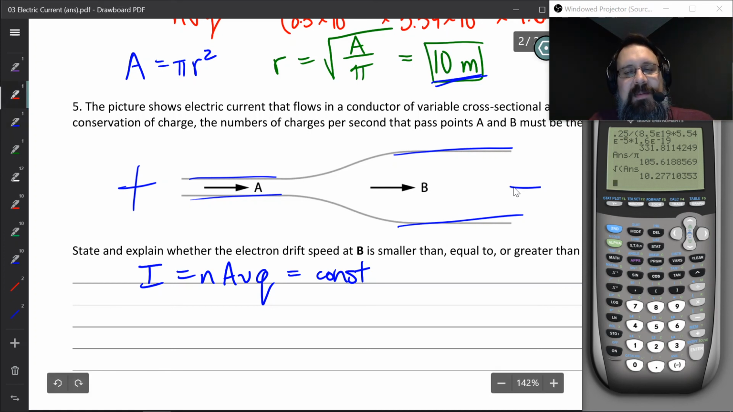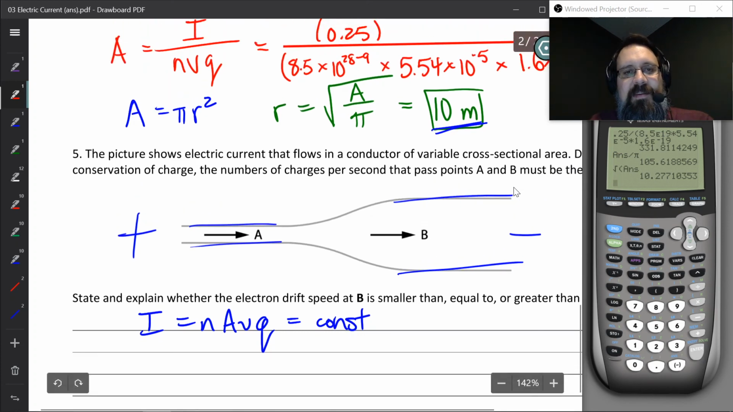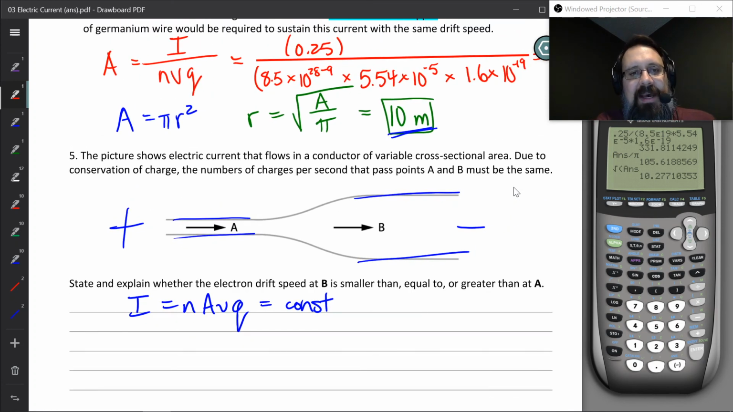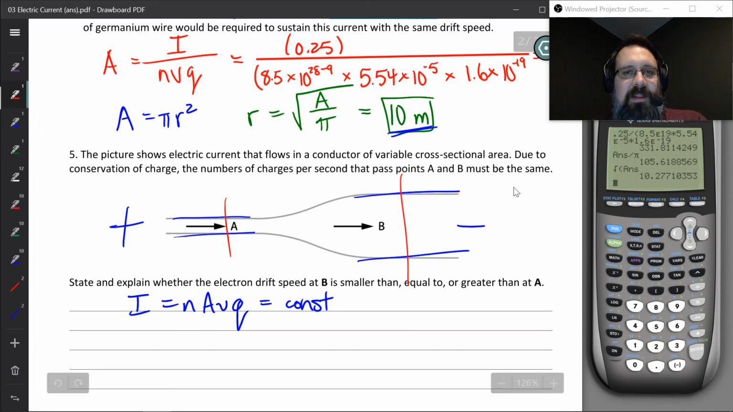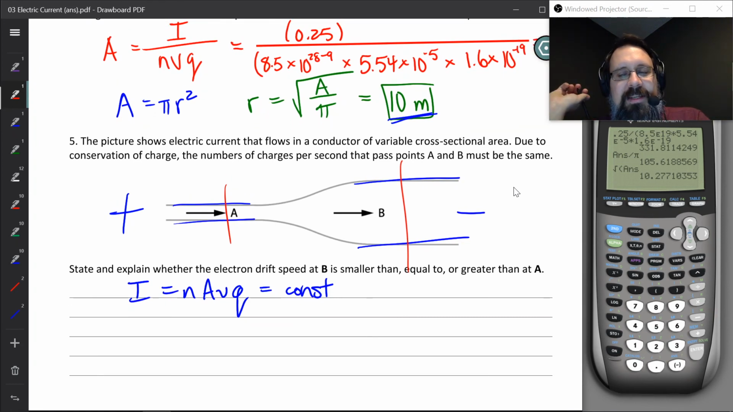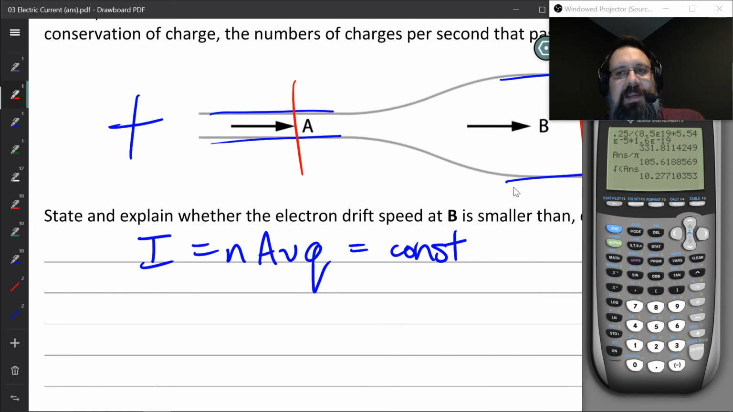And so the current has to be constant. This is because of conservation of charge. The number of charges that pass by point A has to be the same as the number of charges that pass by point B per second. If they weren't the same, then you would have more charge coming in than going out, which is impossible. There always has to be the same amount of charge that comes in and goes out. It's one of the fundamental laws of physics. So the current in a wire will always be the same across the entire length of the wire. That's why I equals nAvQ equals a constant.